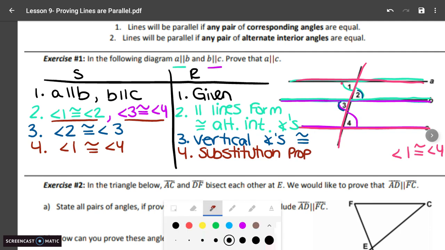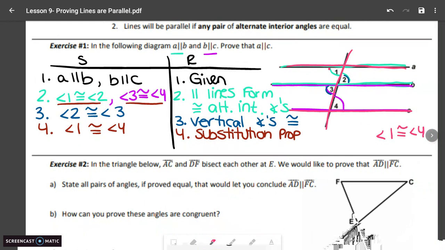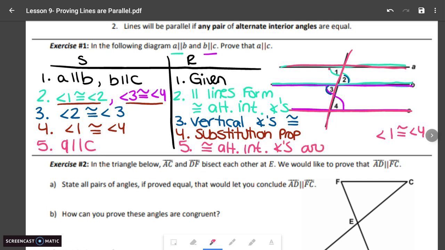And luckily for us, because we have 1 and 4, they are another pair of alternate interior angles. So I'm safe to say that A is parallel to C because congruent alternate interior angles are formed by parallel lines.